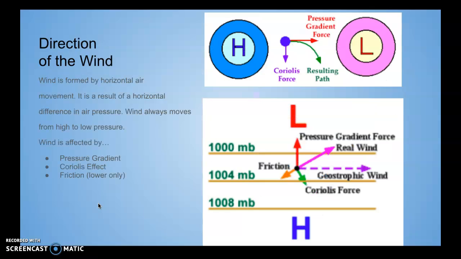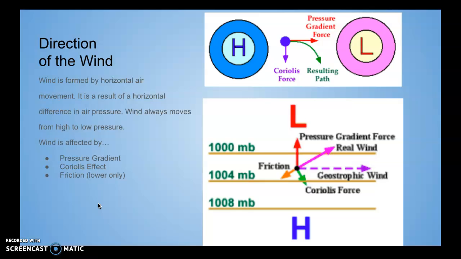Next we have wind direction. And you can see that wind is formed by horizontal air movement. It's a result of horizontal difference in air pressure. Wind always moves from high to low pressure. Wind is affected by the pressure gradient, the Coriolis effect, and friction in the lower levels.